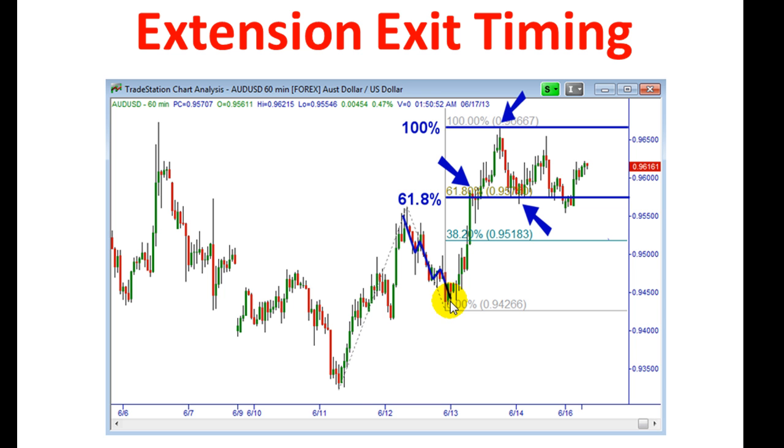It is very important to realize, however, that this 100% extension level is very closely tied to the previous upswing prior to the corrective move. If this move on the upside were more gradual, there would be a better chance that you would see that 61.8% level hold as opposed to seeing the 100% level hold.